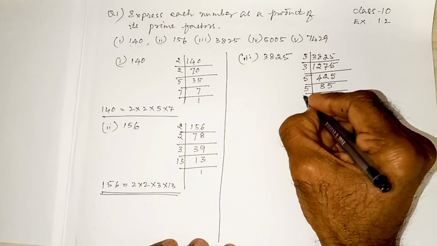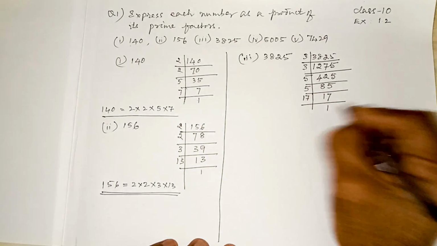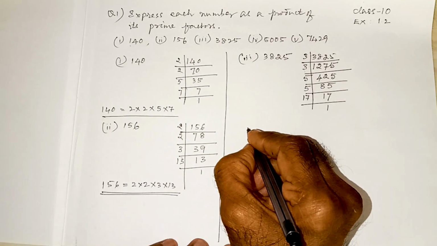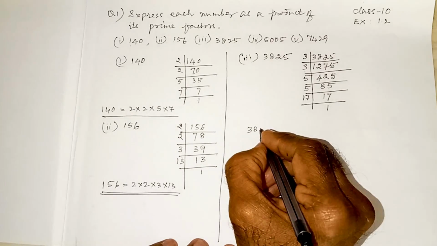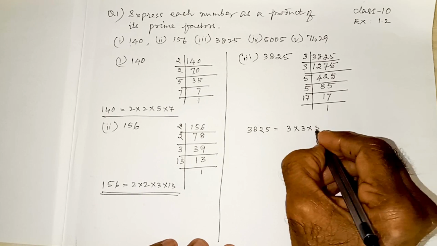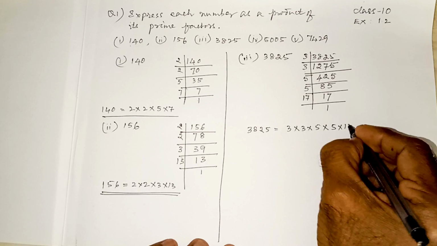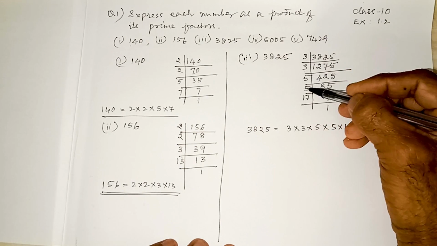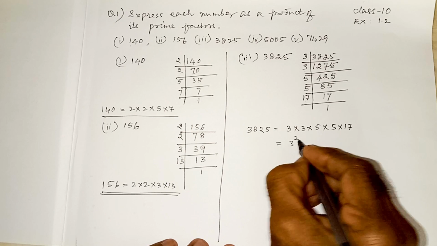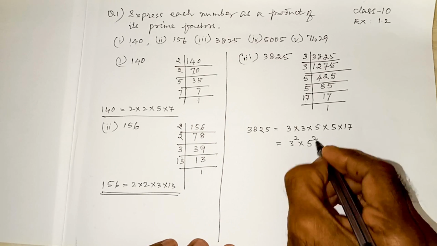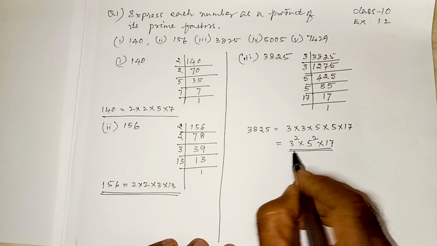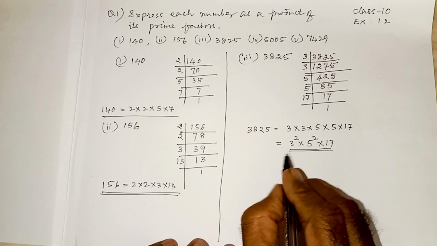Now we have to try with only 17. 17 into 1 is 17. The answer is, the factors of 3825 are 3 into 3 into 5 into 5 into 17. You can also write it by squaring them: 3 square into 5 square into 17. Even this can be the way to write. So this is the answer for the third sub-question.